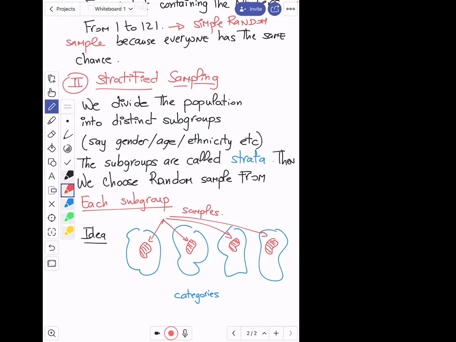Any questions so far, guys? Again, the difference with the simple random sample: in the simple random sample, I didn't divide my population. I just numbered the individuals in the population and then made a random selection. Here, I divide my population into subgroups and then choose a random sample from each subgroup. So that's different from the simple random sample.